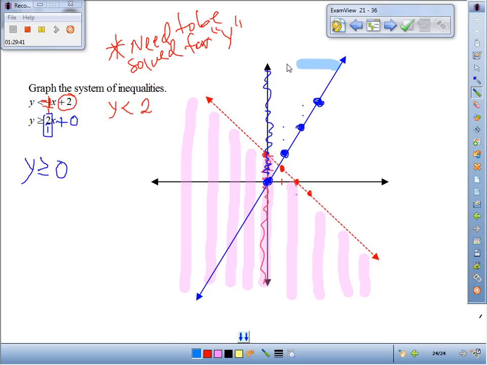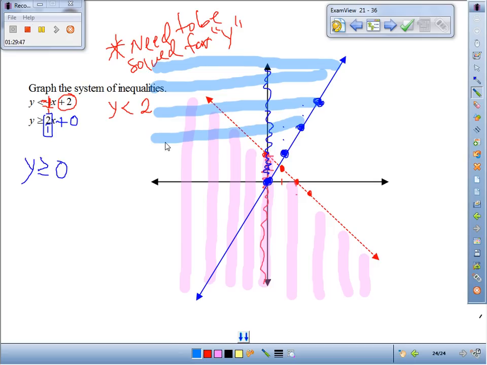And here you can go the opposite way. You can go this way. All of this above the blue line. You guys see it?